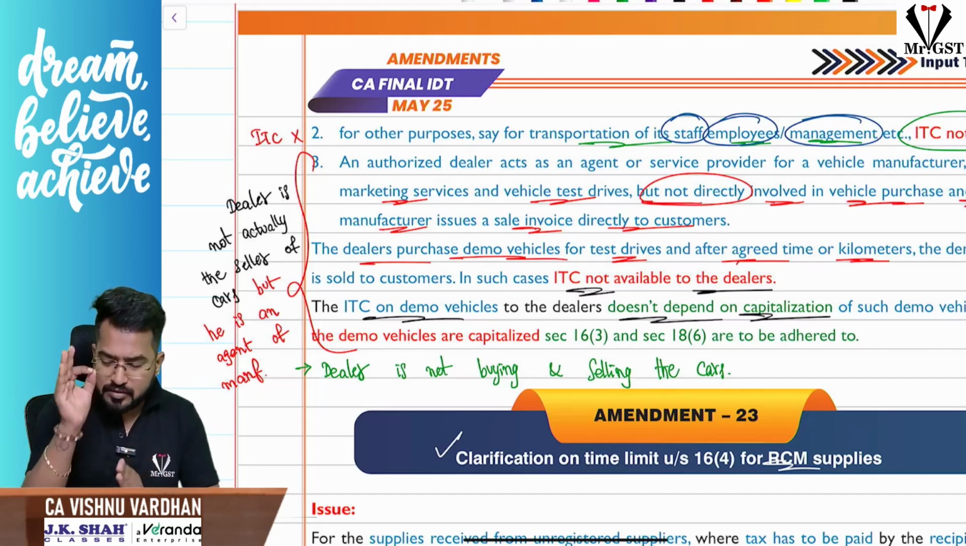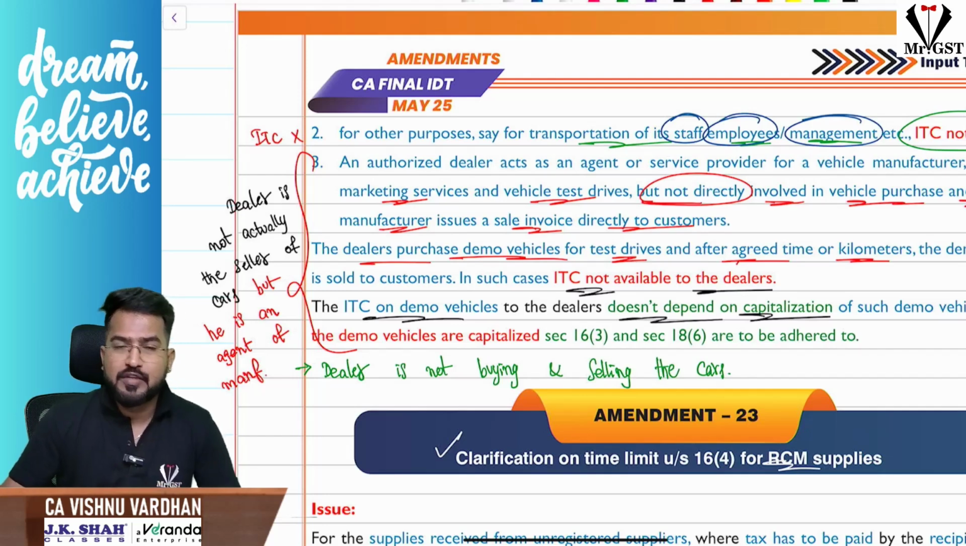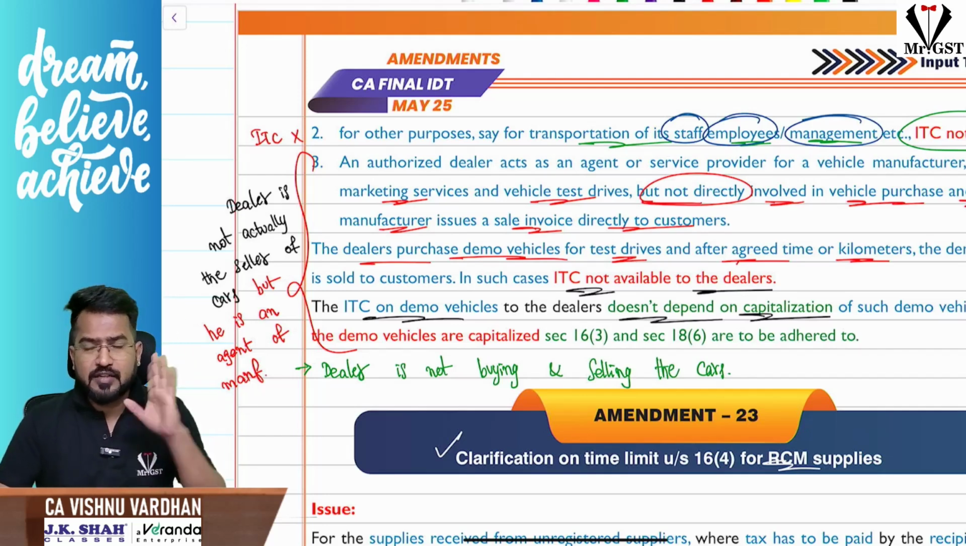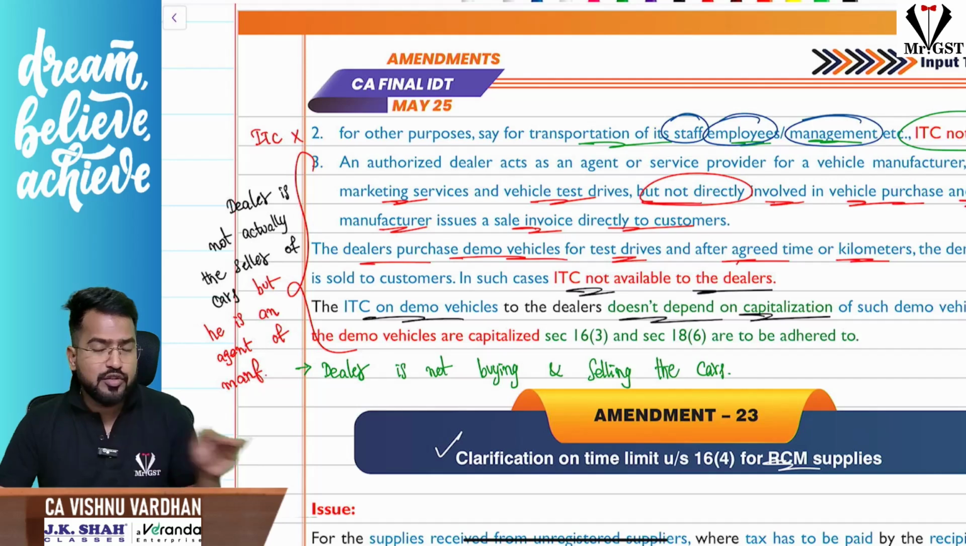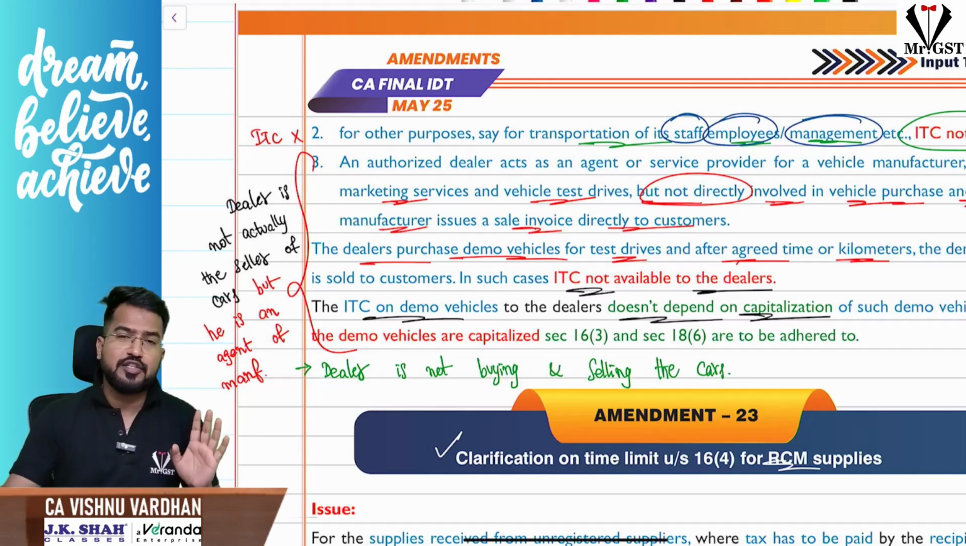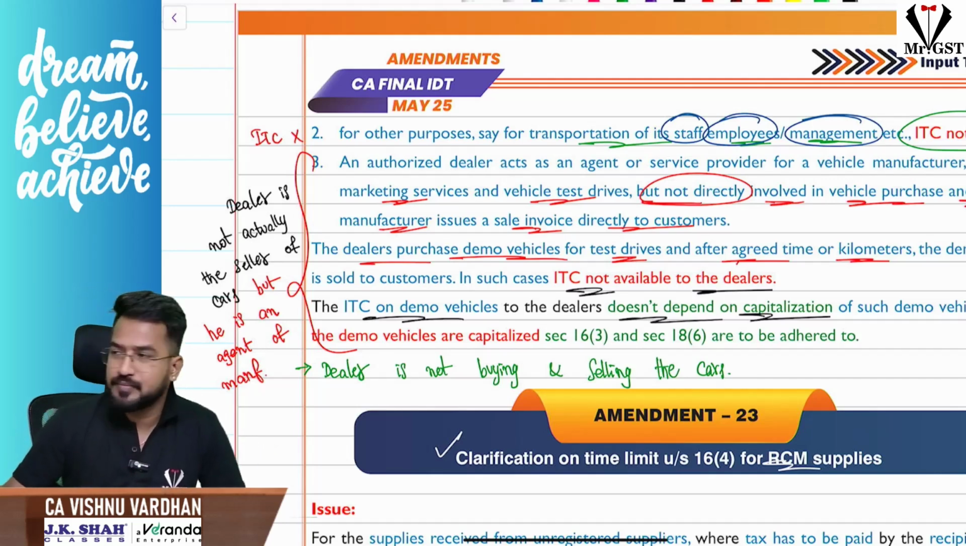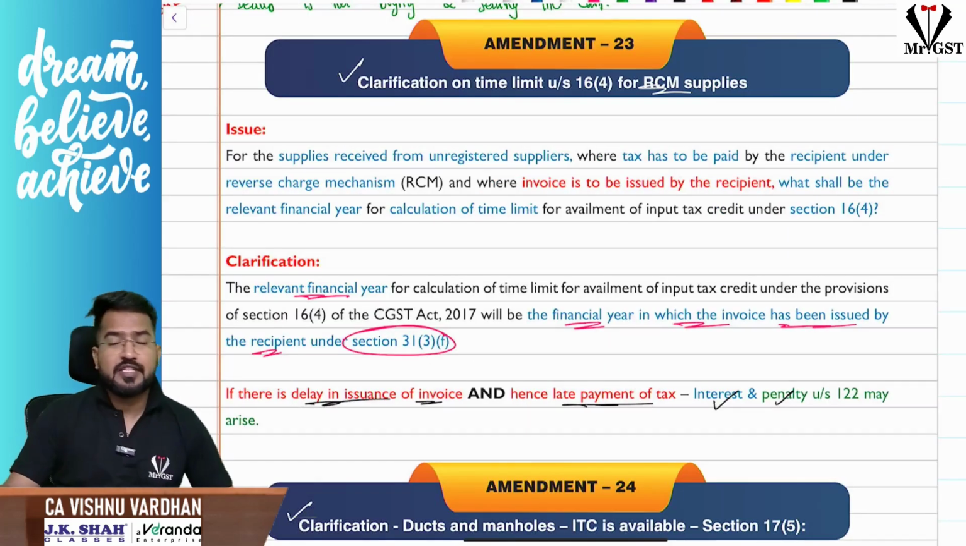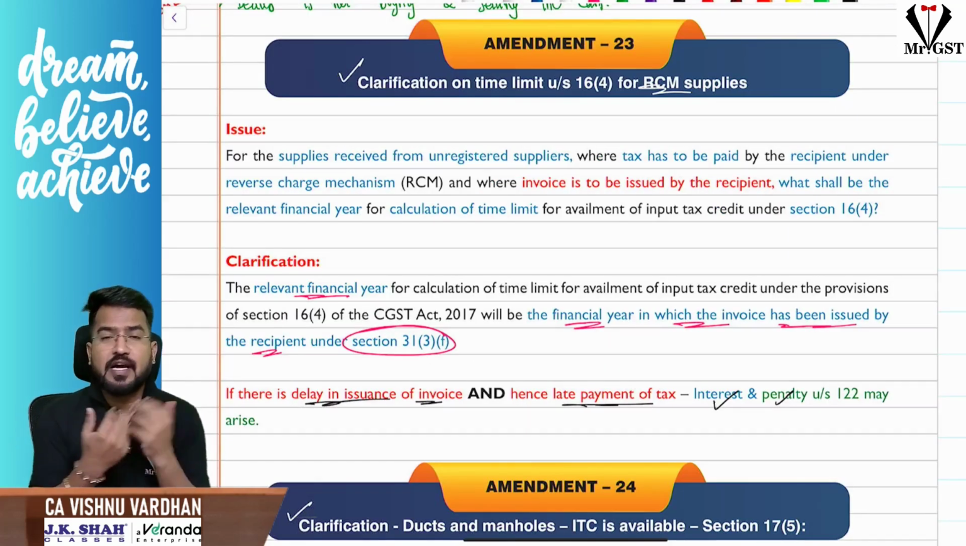Hence, the ITC is blocked on the demo vehicles for them. So simple: if the dealer is buying and selling the cars, the demo vehicles, he can take ITC. If the dealer is not buying and selling cars, and is just acting as an agent of the manufacturer, then he cannot take ITC.